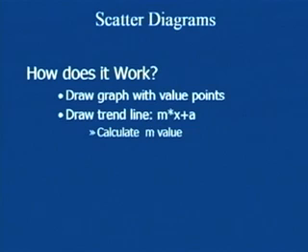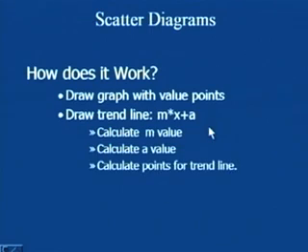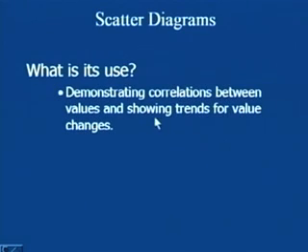Then, assuming that we are drawing a straight line, m is a coefficient. So, we calculate the m value, and we calculate the constant value. Once we calculate these two values, we can draw a straight line and calculate points for the trend line. What is its use? It demonstrates correlation between values and shows trends for value change.